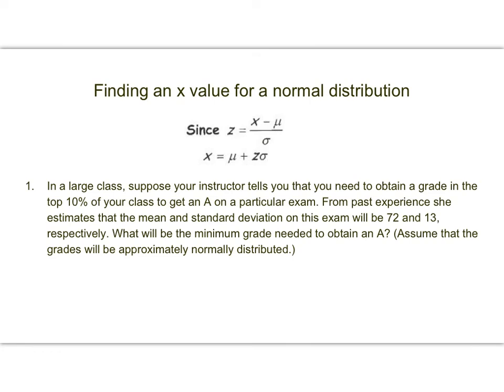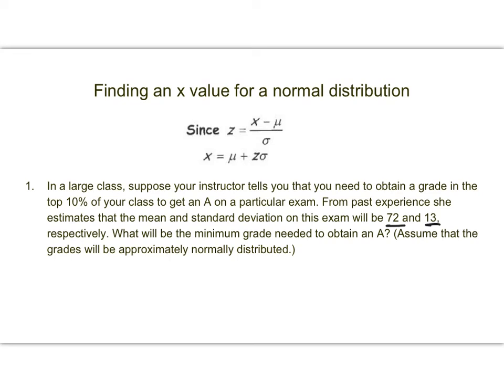All right, so inverse norm is actually even more useful than you might think. In a large class, suppose your instructor tells you that you need to obtain a grade in the top 10% of your class to get an A on a particular exam. From past experience, she estimates the mean and the standard deviation will be 72 and 13. What will be the minimum grade needed to obtain an A? So up till now, we've been using inverse norm to find a standard score. We can also use inverse norm to find a non-standardized score.